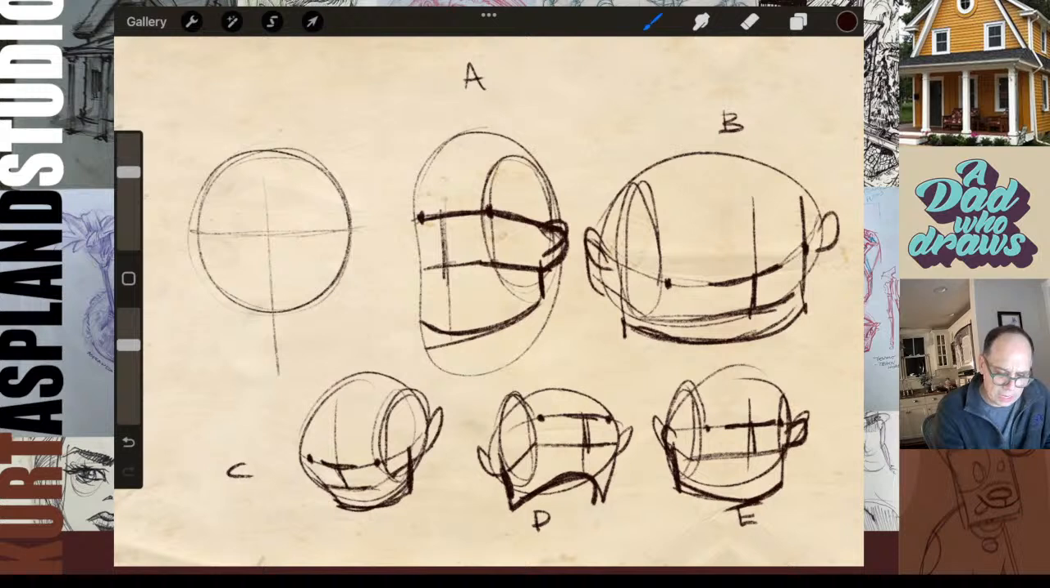So let's go to A here. And of course, let's just keep the nose simple. It's going to be coming down like that. Let's go to B, same thing. C and D. Now D is looking up, so we kind of want to show the nose almost like this. Okay? And on E, we're just going to do a simple shape like this.